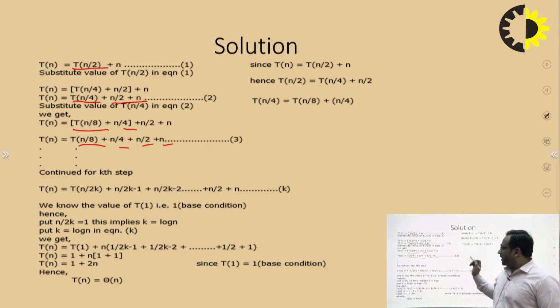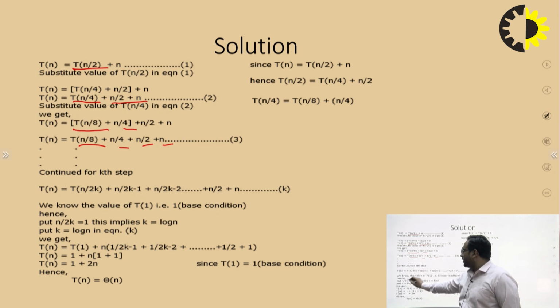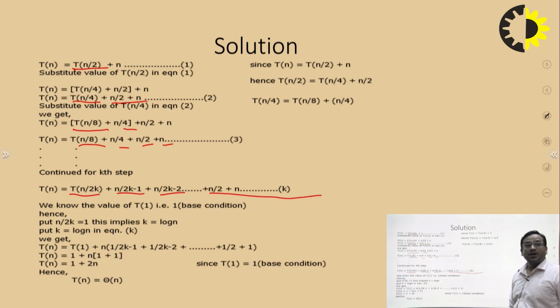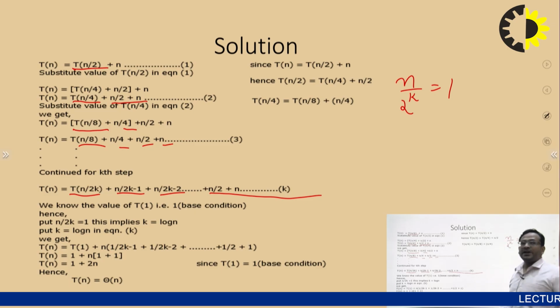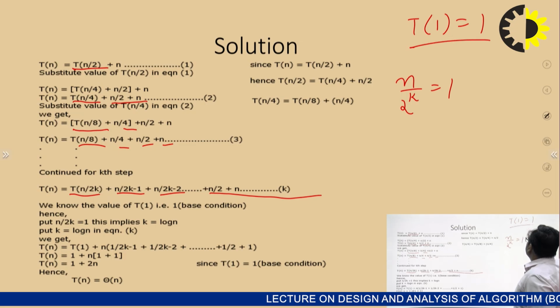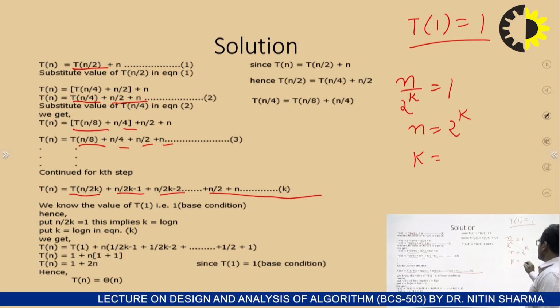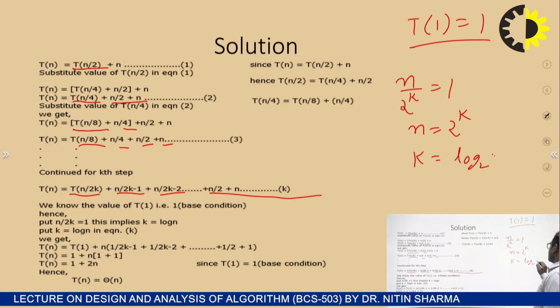Okay. So let's see. Tn is equal to, after the kth step, T(n upon 2^k), n upon 2^(k minus 1), n upon 2^(k minus 2). This is the way the series is here. When will it be terminated? When n upon 2 to the power k is equal to 1, it will be terminated because the value of T1 is 1. So this is the way you can calculate it, and k is equal to log base 2 of n.